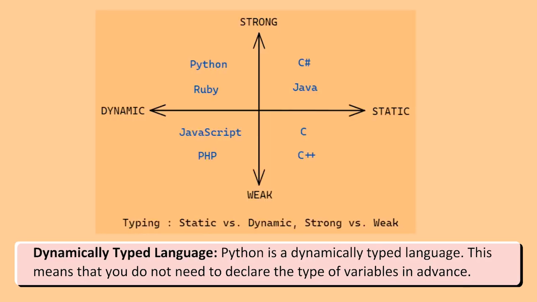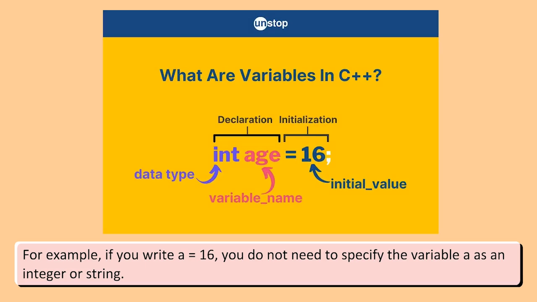Dynamically typed language. Python is a dynamically typed language. This means that you do not need to declare the type of variables in advance. For example, if you write a = 16, you do not need to specify the variable a as an integer or string.